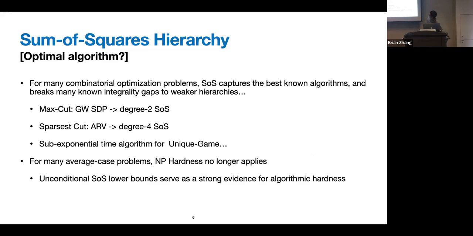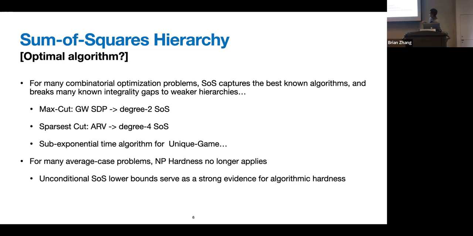And yeah, maybe I need to give you some brainstorming about why this might be the optimal algorithm we have. For many combinatorial optimization problems, it captures the best known algorithm. For example, it captures MaxCut, like the Gaussian SDP is just degree 2 SOS. And Sparsest Cut, ARV is captured by degree 4. And we also have exponential time algorithm for UG.